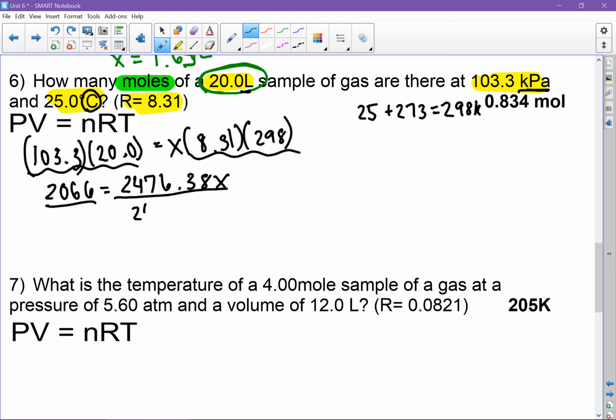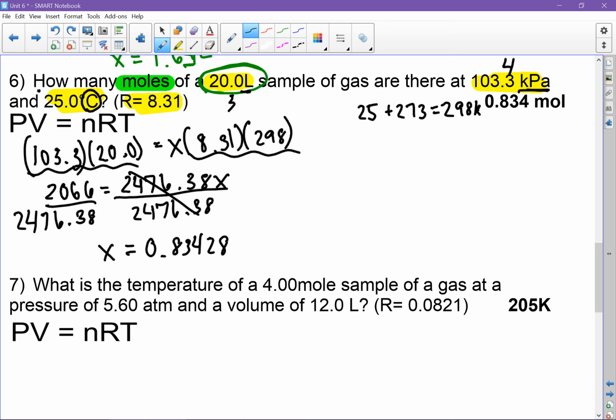Divide by that number. This cancels. Divide those two numbers. I get 0.83428 something. We're going to check out our sig figs. We had 3 here, 4 here, 3 here, 3 here, which means that we want 3 in our answer. That will be right here at the 4. Remember that 0 doesn't count as significant. The 2, though, means I am not going to round up, and since I was looking for moles, I will put moles on the answer.